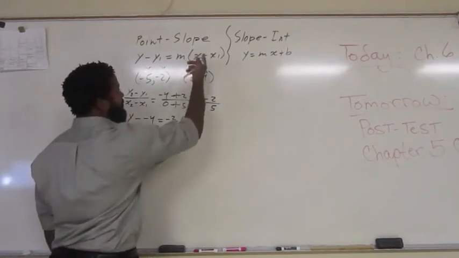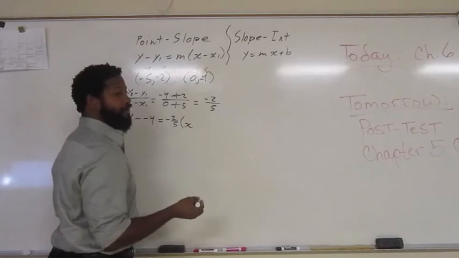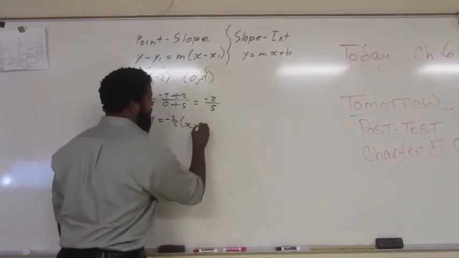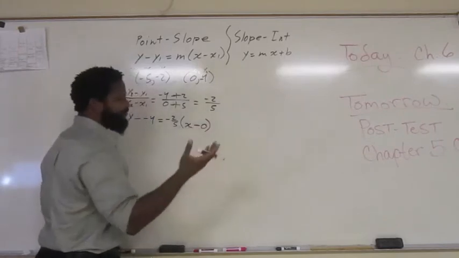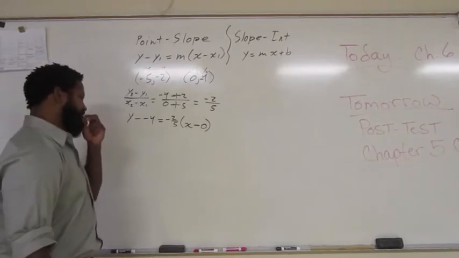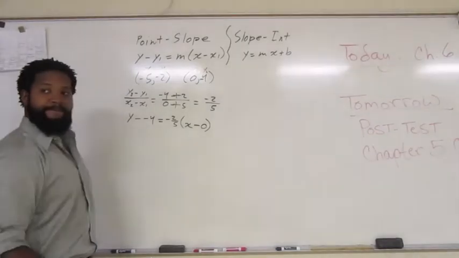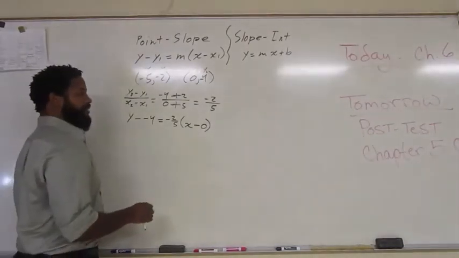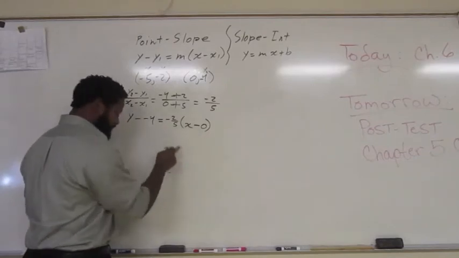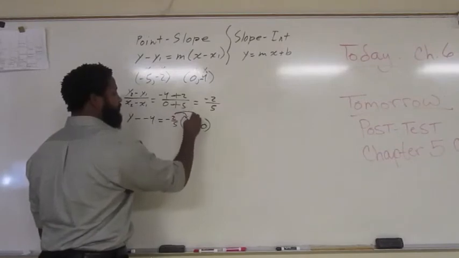x minus 0, or you could just put the x by itself. You can put x minus 0 if you want, but I would just put the x by itself. All right. Now, what is this right here? What property? Distribution. We're gonna do the distributive property.